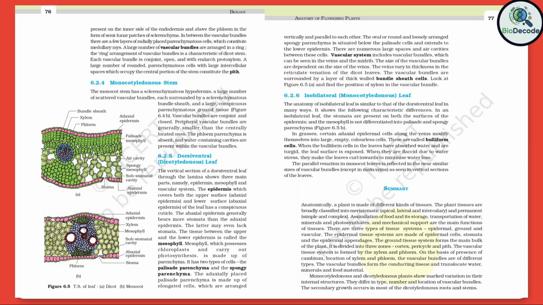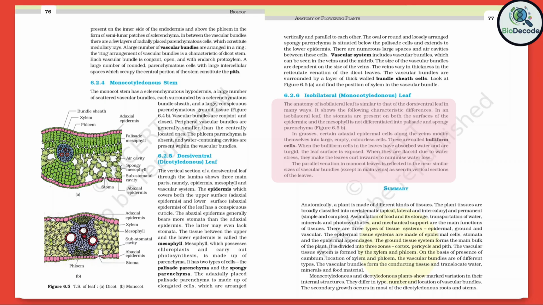Isobilateral monocotyledonous leaf. The anatomy of an isobilateral leaf is similar to that of a dorsiventral leaf, but shows distinct differences. In an isobilateral leaf, stomata are present on both surfaces of the epidermis, and the mesophyll is not differentiated into palisade and spongy parenchyma, as shown in Figure 6.5b. In grasses, some adaxial epidermal cells along the veins become large, empty, and colorless. These are called bulliform cells.